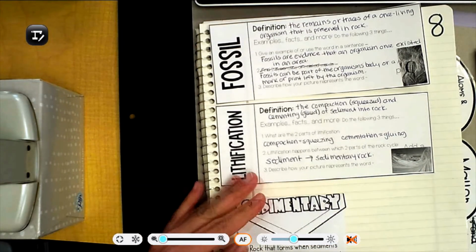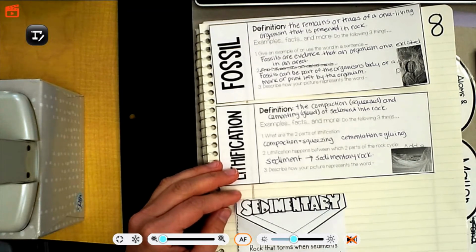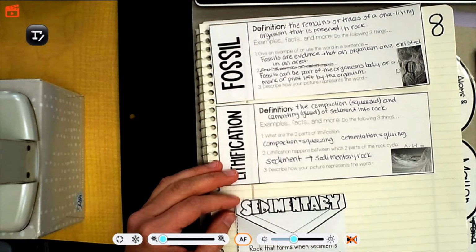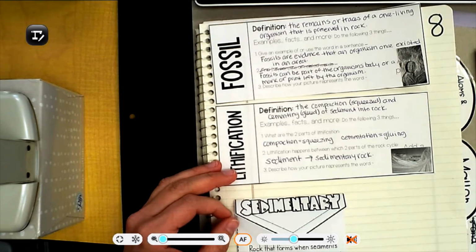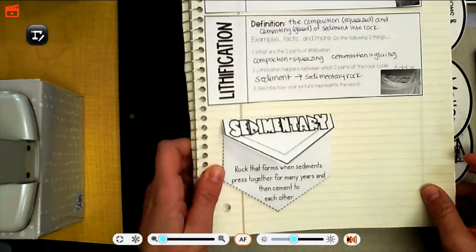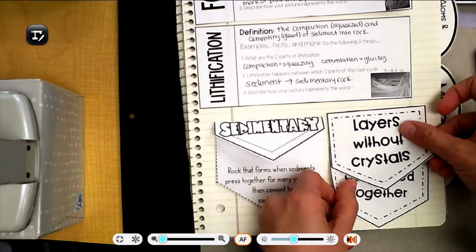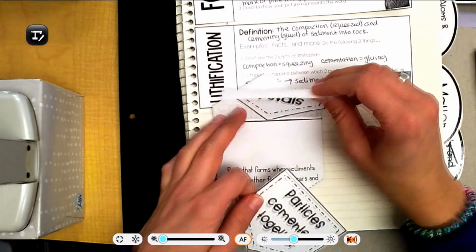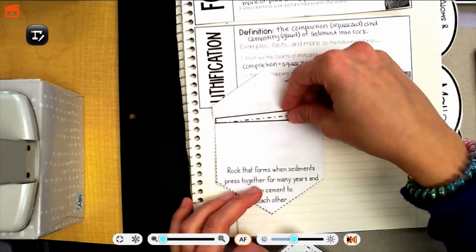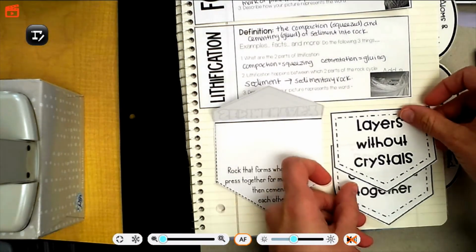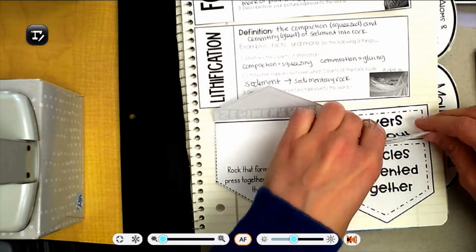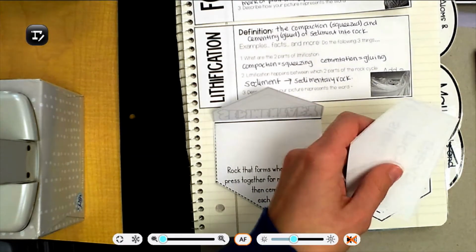We might not. So sedimentary, remember, is rock that forms when sediments press together for many years and then cement to each other. So that pressing is that compaction. Okay, so then in here, you can either put these in here if they fit, layers without crystals, or particles cemented together. Or you can glue them like this, so they're like little flaps. I kind of like that. Let's do that instead.